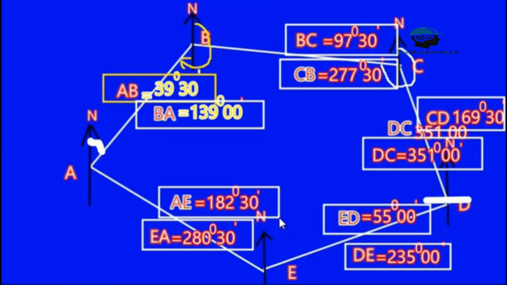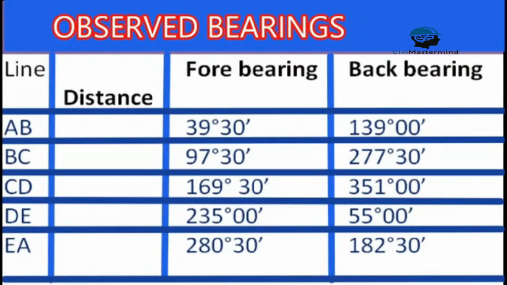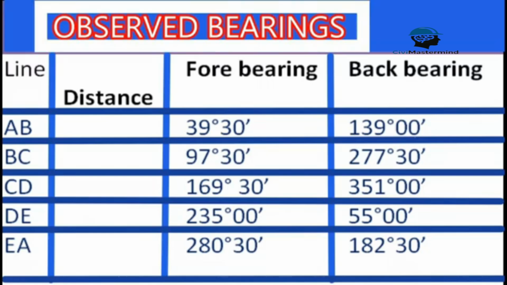So now we'll come into a tabular form for all these readings, so everything is clarified. Here we have all the observed bearings on the field, and we need to apply a bit of local attraction to finalize the reading.